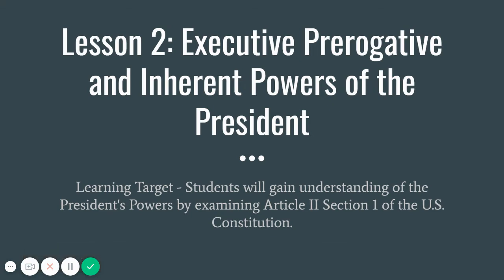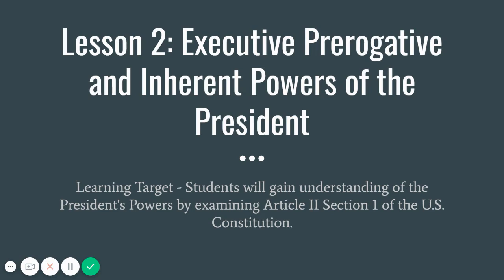Today we're going to get into lesson 2 of our section on executive powers. This lesson is on executive, prerogative, and inherent powers of the President of the United States. Our learning target is students will gain an understanding of the President's power by examining Article 2, Section 1 of the United States Constitution.